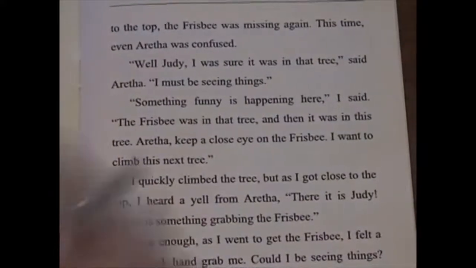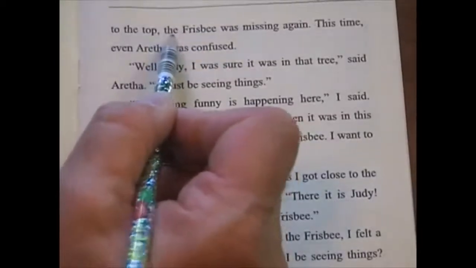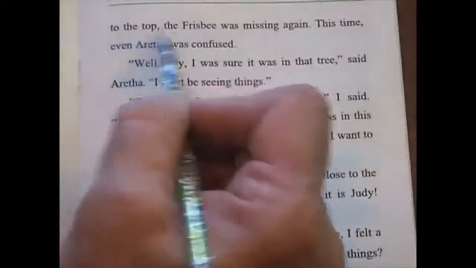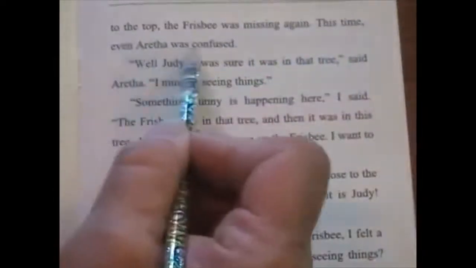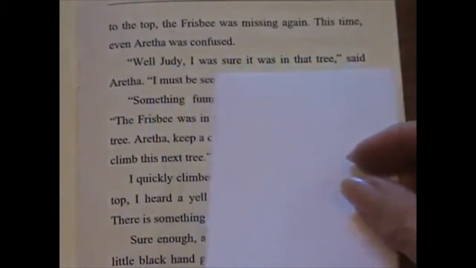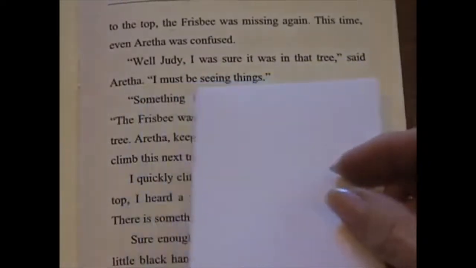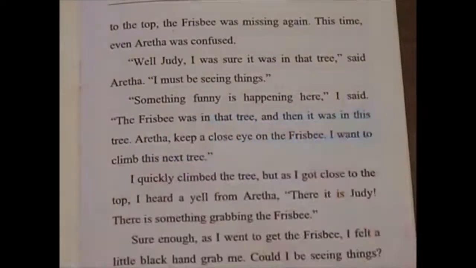Okay? So if this is where we're at, I would go ahead and finish. I'd start with the sentence, as I got close to the top, the frisbee was missing again. This time, even Aretha was confused. Well, Judy, I was sure it was in that tree, said Aretha. I must be seeing things. Something funny is happening here, I said.